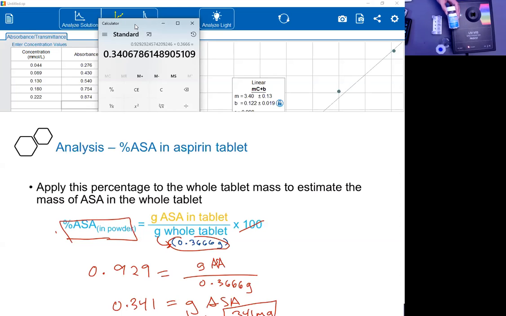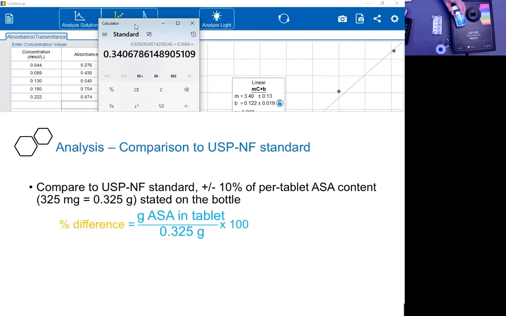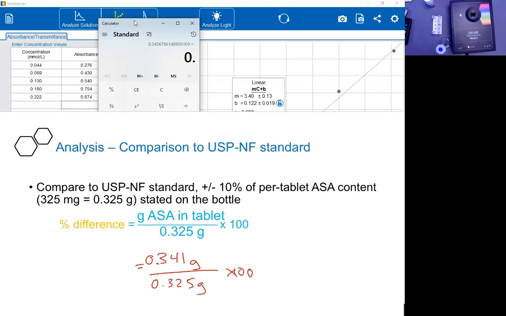Well, let's see what the USP standard says. Remember, it says plus or minus 10% of 325 milligrams is acceptable. So finally, the last step here, the percent difference. We get the grams of ASA in the tablet, which again, I have to go back and look at. It was 341 milligrams, or 0.341 grams, over the bottle, which says 325 milligrams or 0.325 grams, times 100 to see the percent difference between one tablet and what it says. Let's divide that by 0.325, multiply it by 100. It's 105%, which is acceptable because the standard says plus or minus 10%.